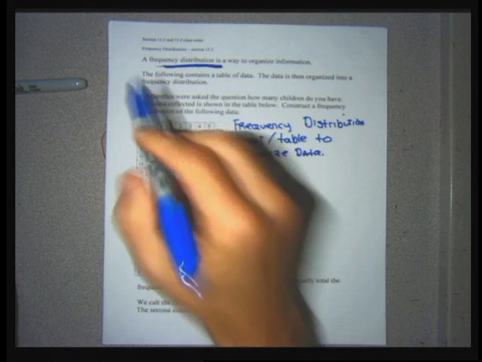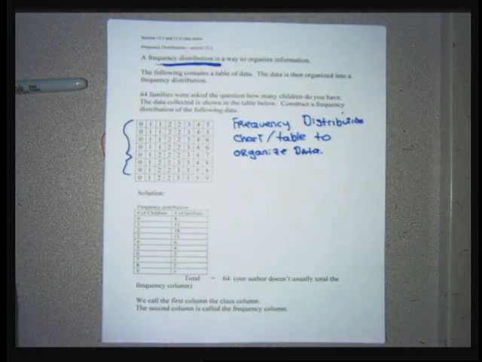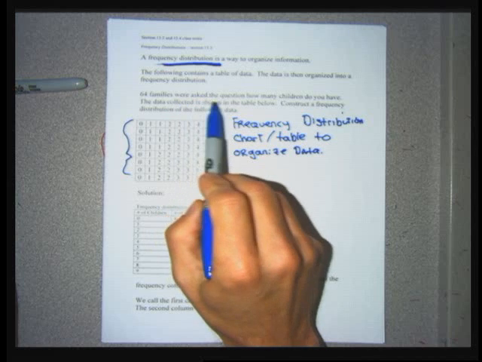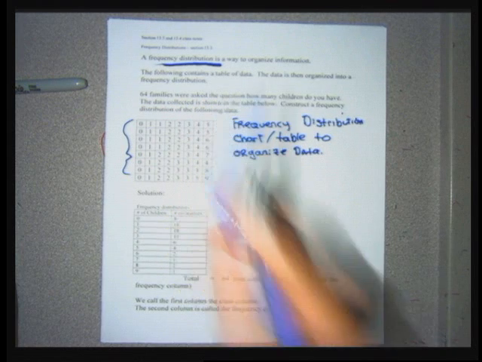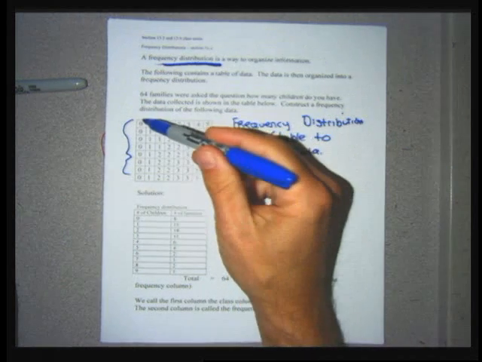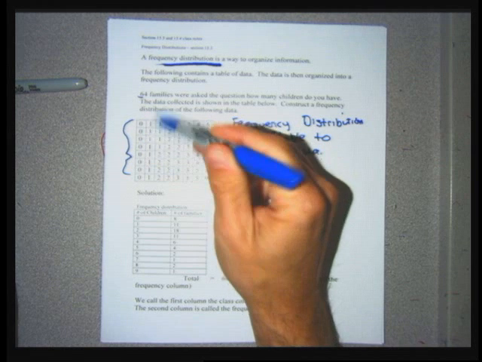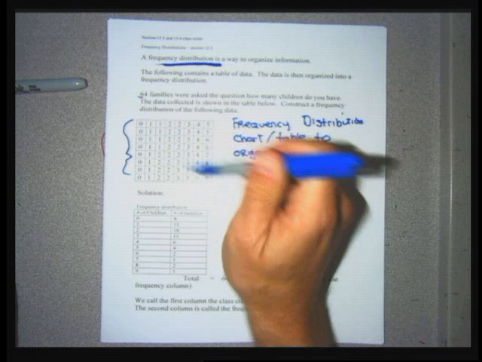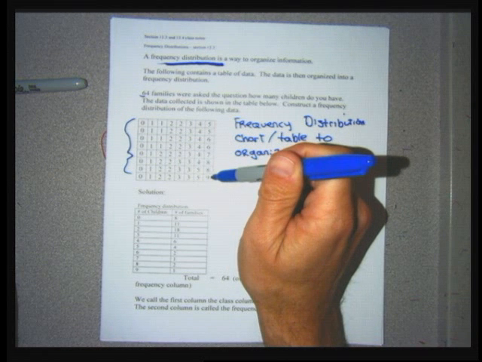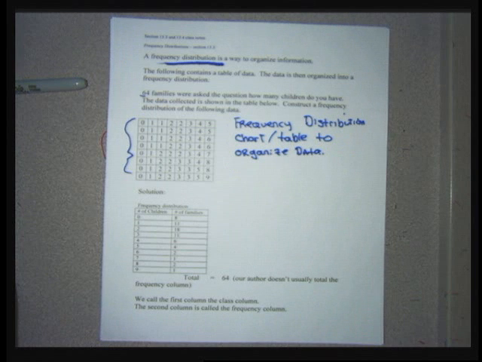So I've created a table of values, and if I read above this, it says 64 families were asked the question, how many children do you have? And then that data was organized in this table. Of the 64 families that were surveyed, a lot of them had 0 children, a bunch had 1, a bunch had 2 children. 9 was the most children that any family had. No family had more than 9 children, and you can't have less than 0 children.